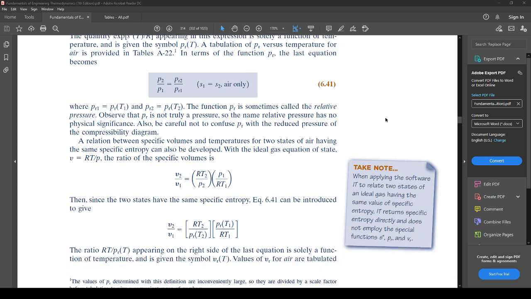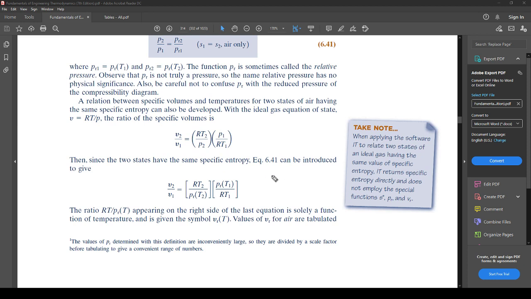And then it says a relation between specific volumes and temperatures for two states of air having the same specific entropy can also be developed. So what they did was they did the same thing for pressure as for volume. So essentially they made vr, right? So if you recall, they did a volume ratio instead of pressure. So little v2 over little v1 is equal to this stuff, which they replaced with vr2 over vr1. So we now have two new concepts, two new table values for air.